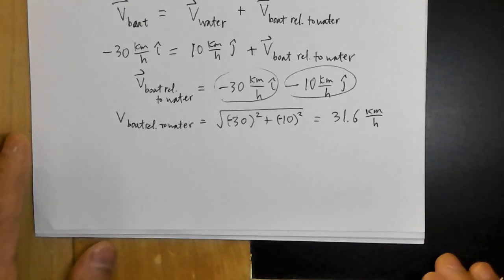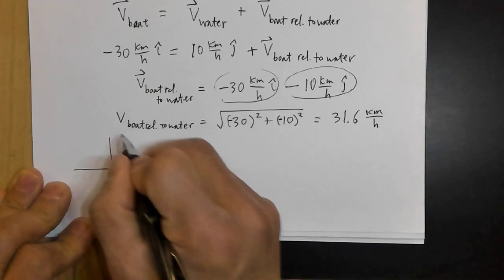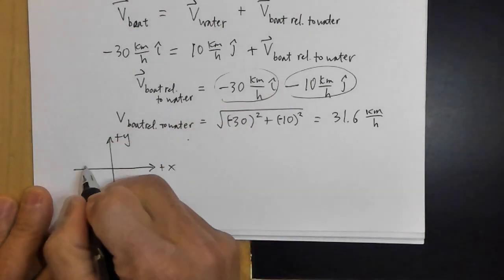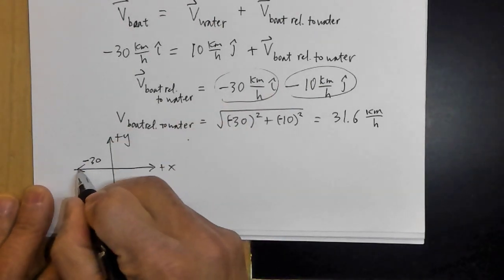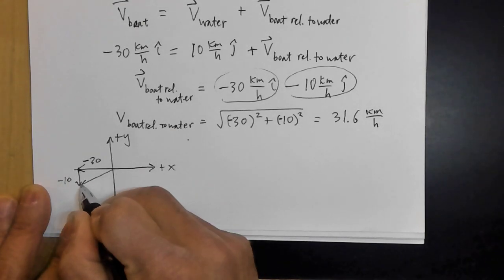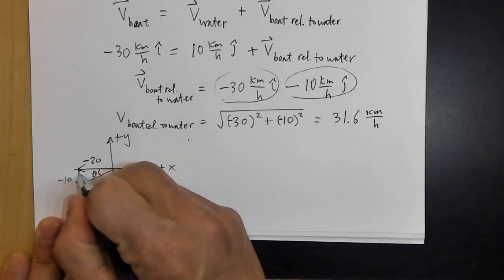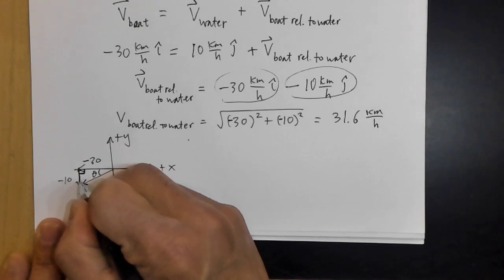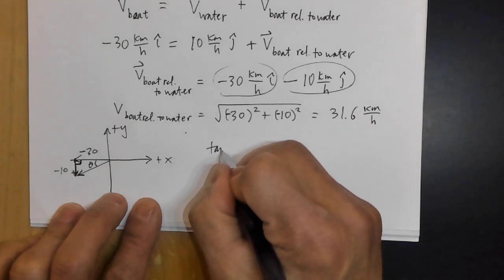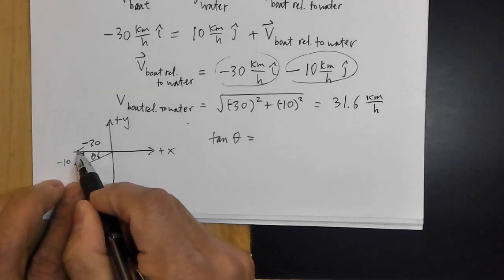Now if I want to get the direction, I can draw, here's the plus x-axis, plus y-axis. Okay, we're moving negative 30 over here, so negative 30 like that. And then we're moving negative 10 like that. So this guy is the direction. Right? If I want to get this angle, this theta, tangent of theta, what will tangent of theta be? Well, tangent of theta is this side divided by this side.